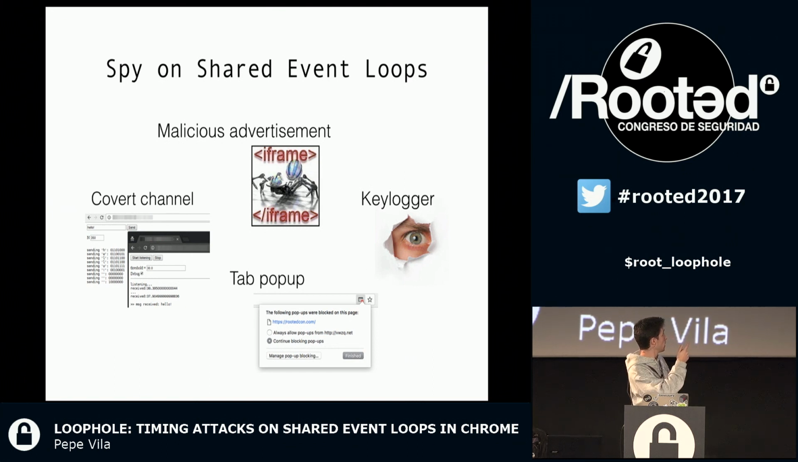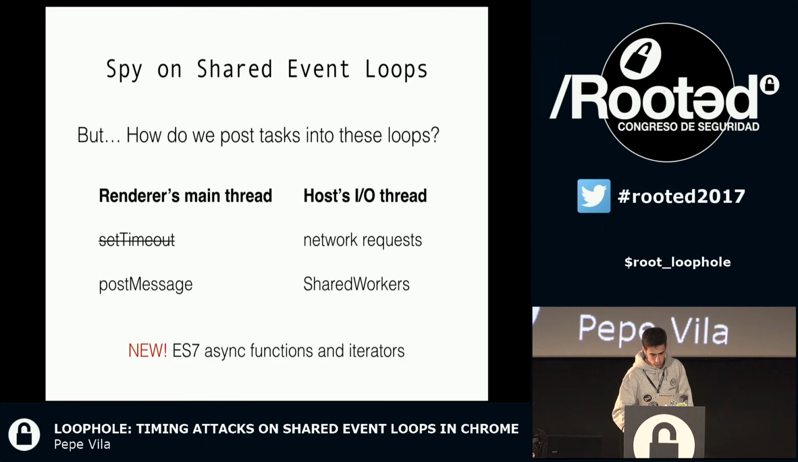A covert channel as well, keyloggers. I will not go into the details, I don't have the time. But the main question is, how can we post tasks from a website using JavaScript, tasks into the loops? In the renderer's main thread, that's where we execute JavaScript. In JavaScript, when you execute a function, you see that a task is created that blocks the event loop while it is being processed. When that function calls another function, that happens in a synchronized way. No new task is created. It is added to the call stack.